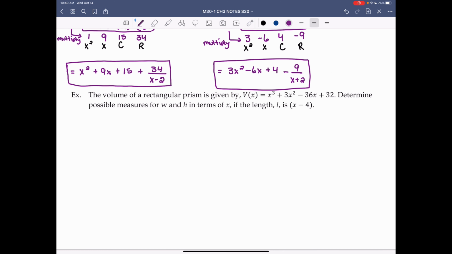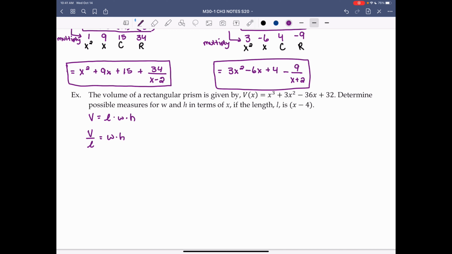The volume of a rectangular prism is given by v of x equals x to the 3 plus 3x squared minus 36x plus 32. Determine possible measures for w and h in terms of x if the length L is x minus 4. We know that volume of a rectangular prism is length times width times height. If we divide both sides by the length, then we would get the volume divided by the length is equal to the width times the height.